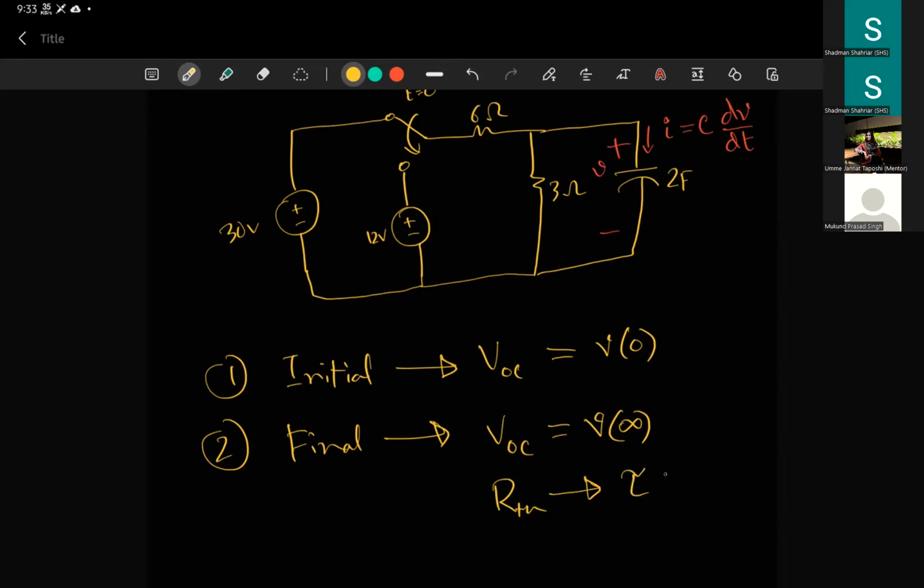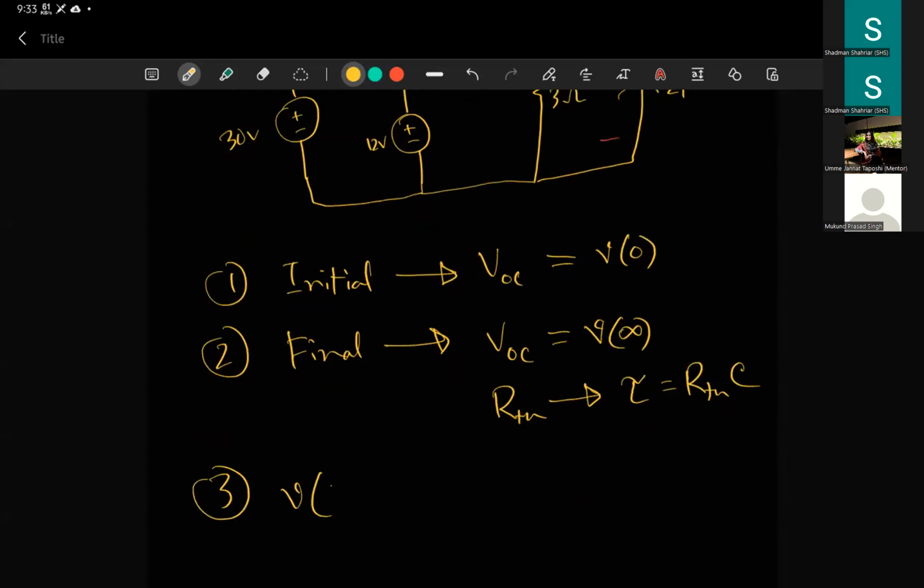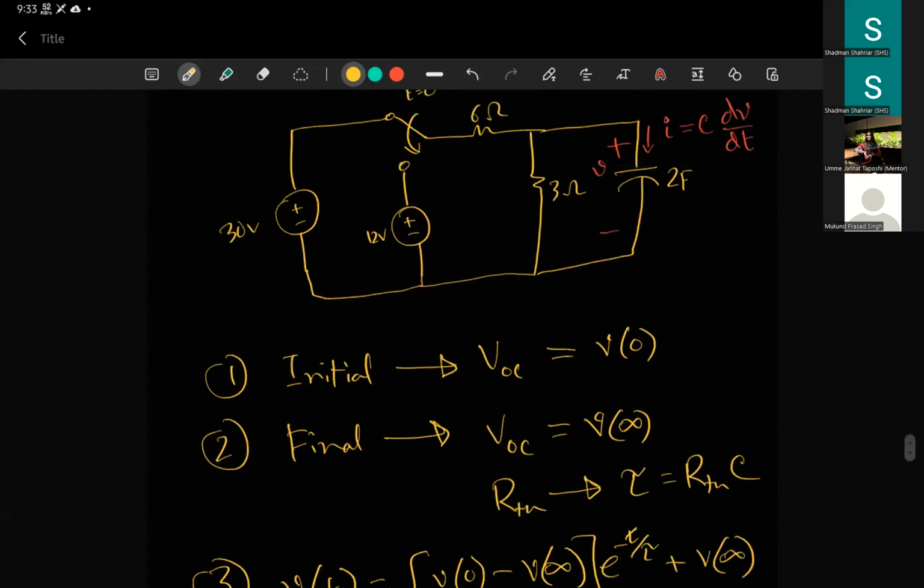So what's the difficulty here? After you have done that, the equation is very simple: V(t) equals (initial minus final) e to the power minus t by tau, plus V infinity. This is the equation for our voltage, and then you can find the current using this equation. So let's try to solve this problem. I am going to solve this problem.